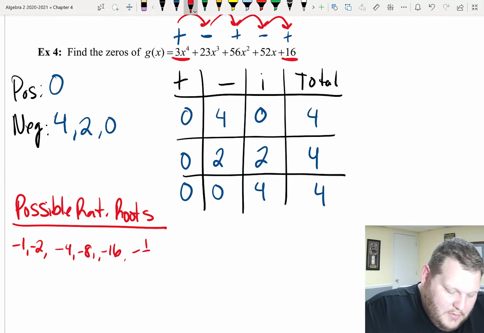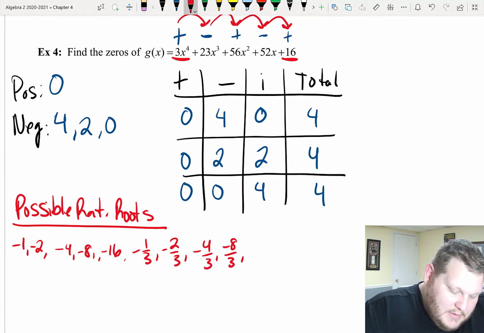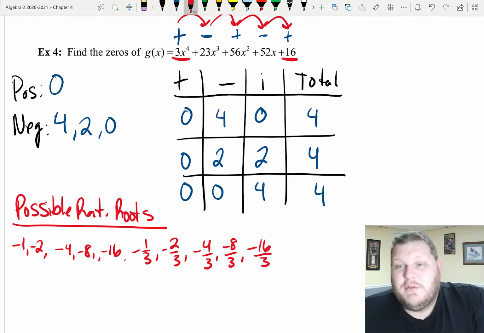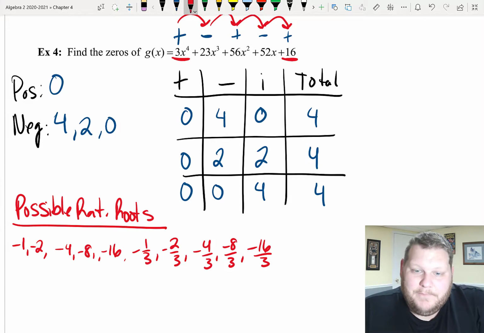Because we could have 1/3, 2/3, negative 4/3, negative 8/3, and negative 16/3. All of those are options for us as well for this problem.